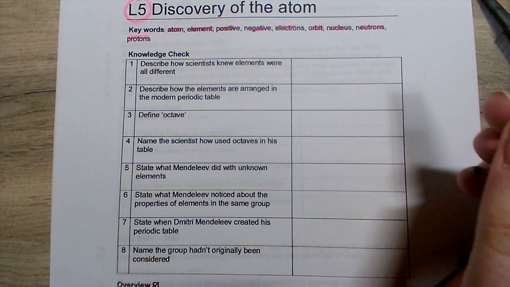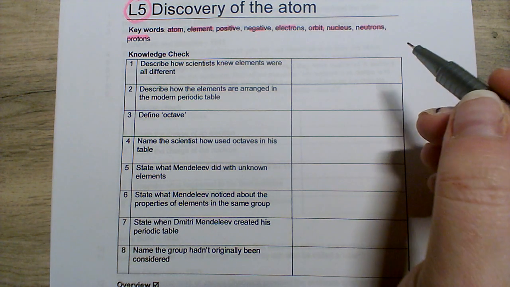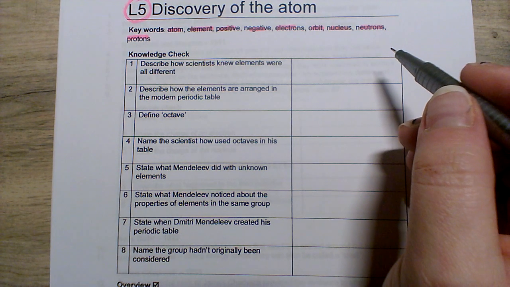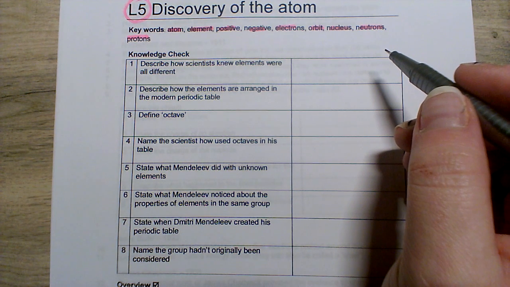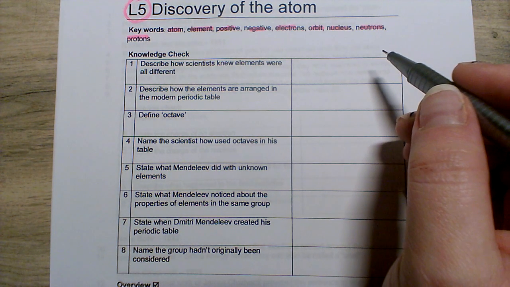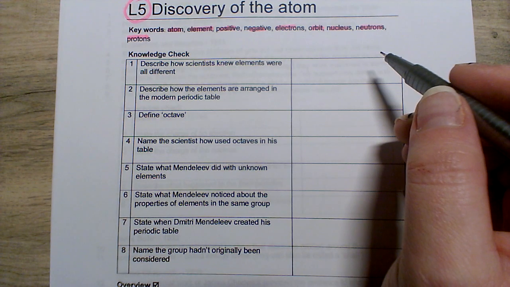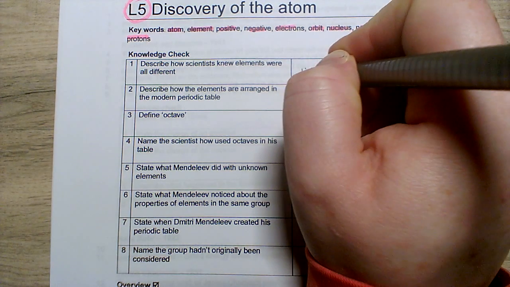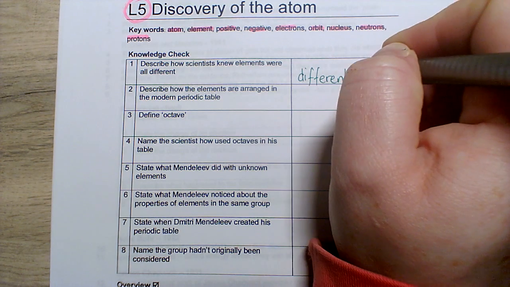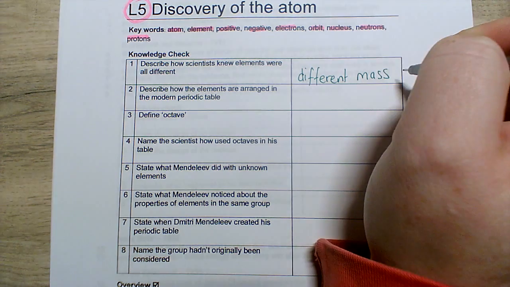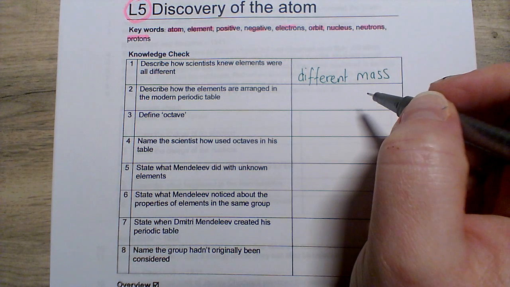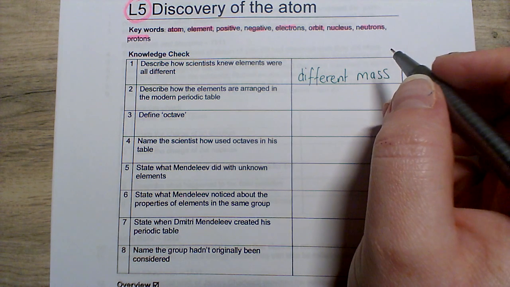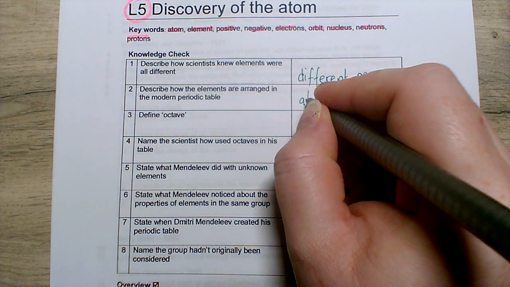Okay, welcome back. I'm going to do the answers in green pen. So, question 1, how did scientists know the elements were different? That's because they had different masses. How are the elements arranged in the modern periodic table? Atomic number.